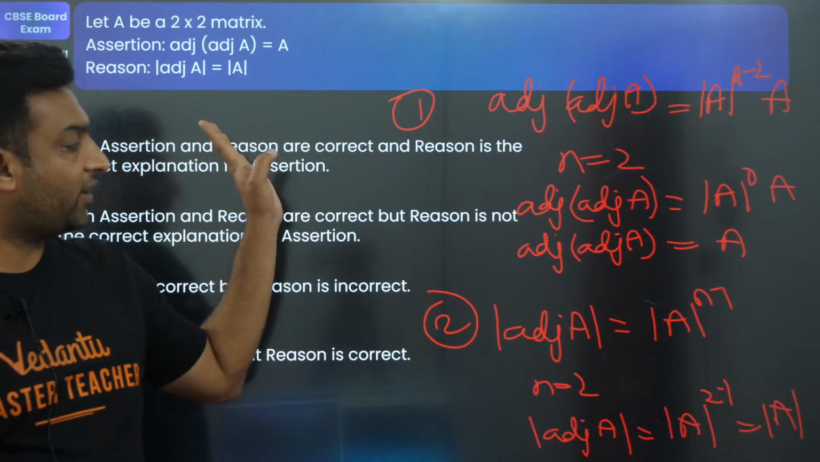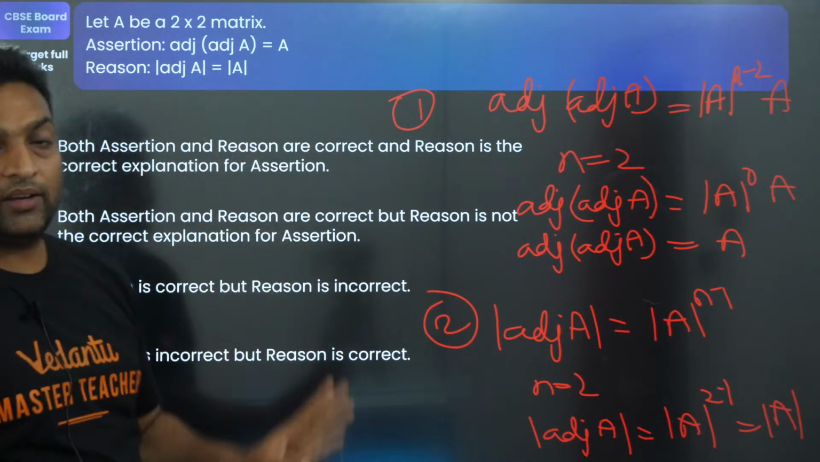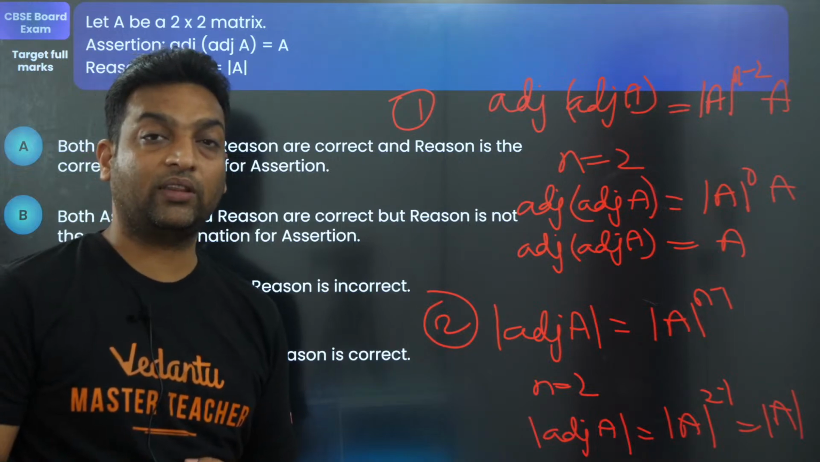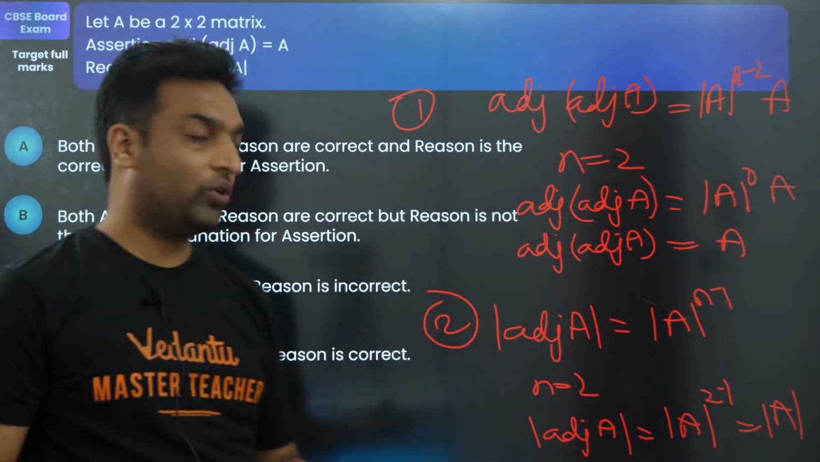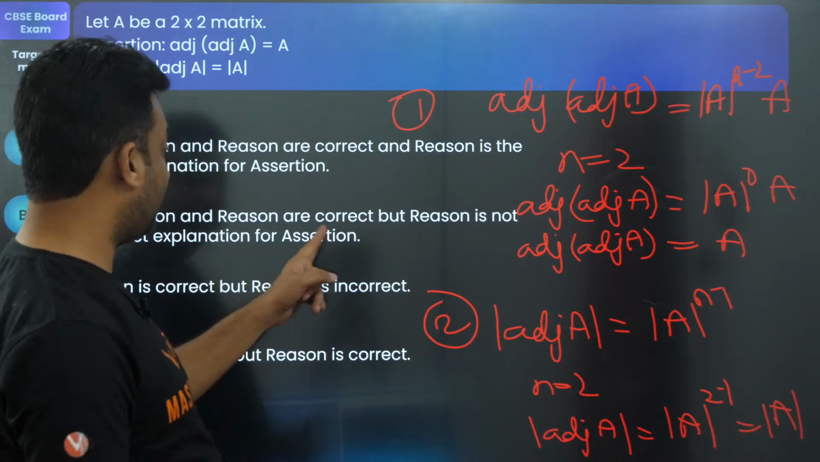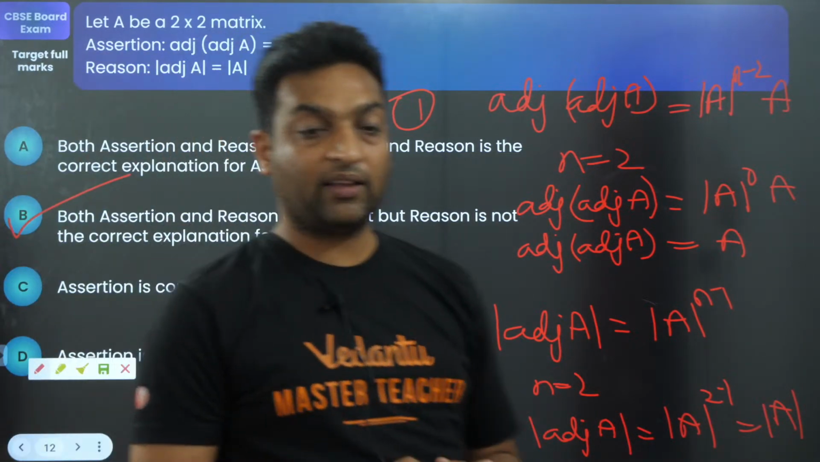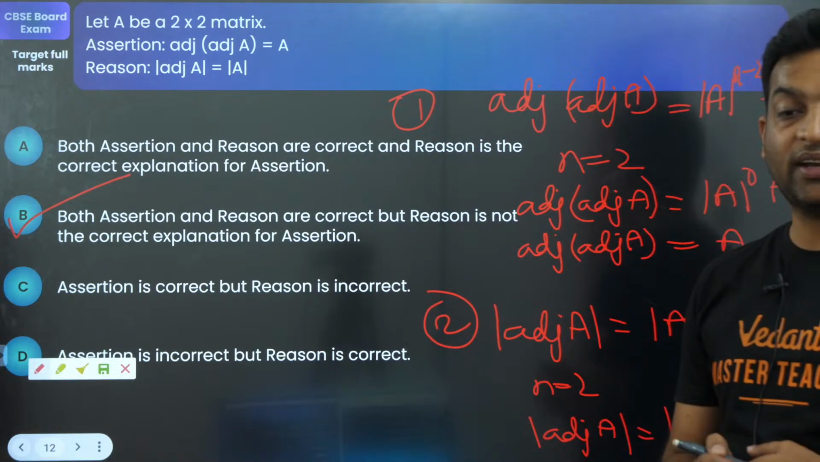Assertion is also correct, reason is also correct, but reason is not the correct explanation. Both are correct, but reason is not the correct explanation. Option B is the correct answer.